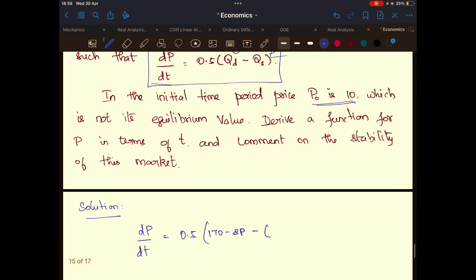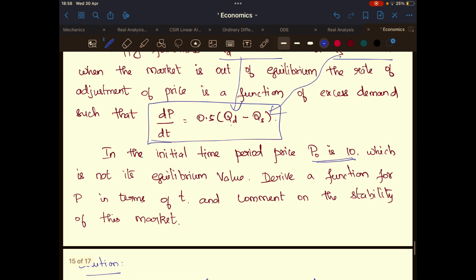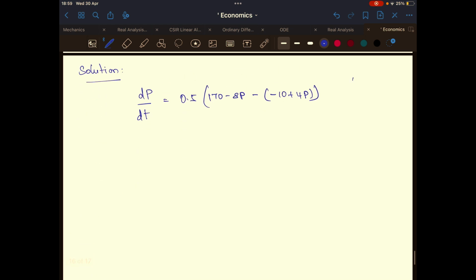QS is minus 10 plus 4p, subject to, now look at in the initial time period, price P naught is 10. What is the meaning of that? Initial time period is when t equal to 0, that is initial value. At t equal to 0, the price is 10, that is what is given in the question. So they are asking about the definite solution.